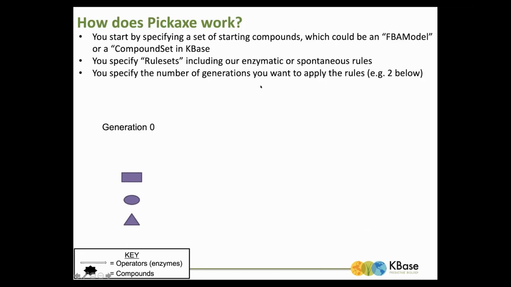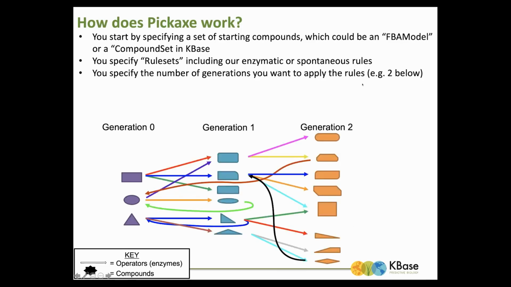You can specify the number of generations you want to apply. Here I'm running 2 generations, which means I run my rules once, I get generation 1. I run my rules again, I get generation 2. I actually wouldn't get these return reactions until I run my rules a third time. So you get the return reactions once you run on the current generation. But that does happen. You will get predicted reactions that go the opposite way.